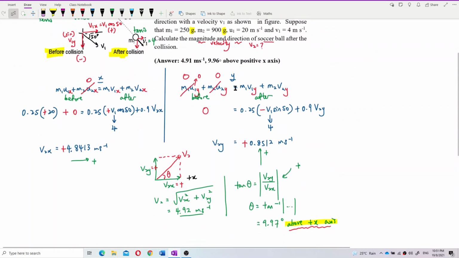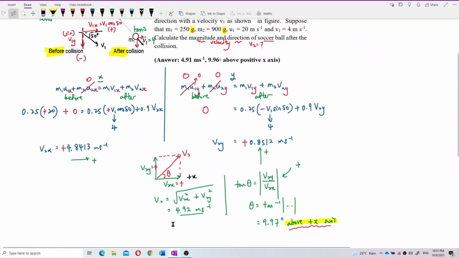Okay, is it correct? 4.91, 4.92, almost correct. 9.96, 9.97, almost the same. Above positive x-axis, correct. Bingo.